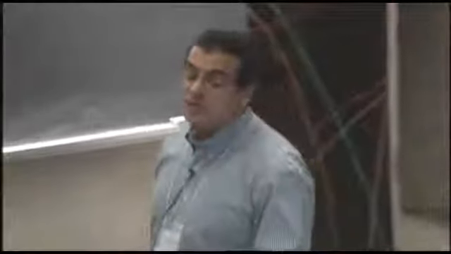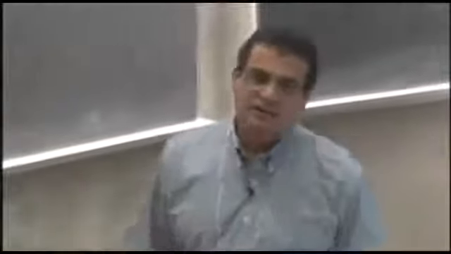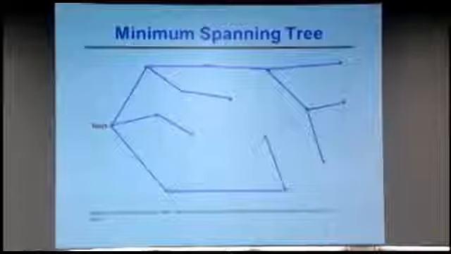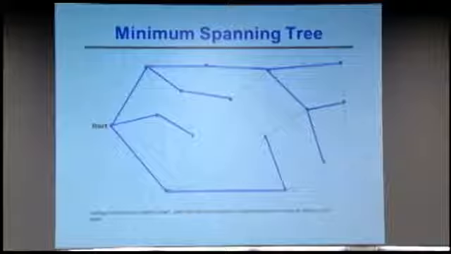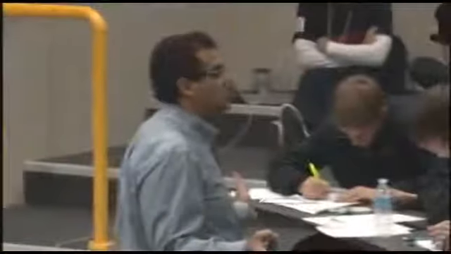If you study computer science in university, I bet you the first computer science course you study will have something about trees. And this particular tree is called the minimum spanning tree. It's a spanning tree because it covers all of the vertices of the original graph. It's minimum because it has the smallest number of edges.